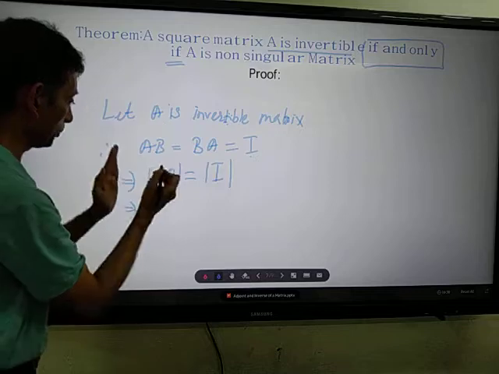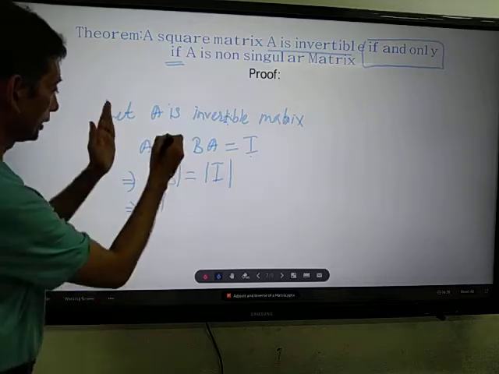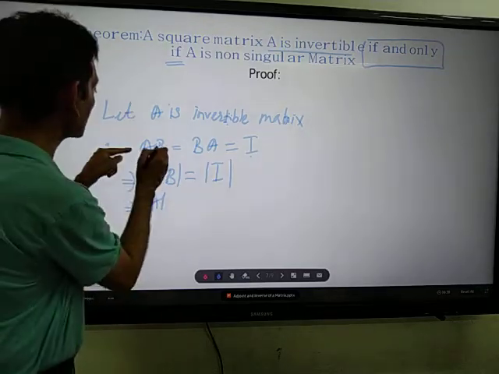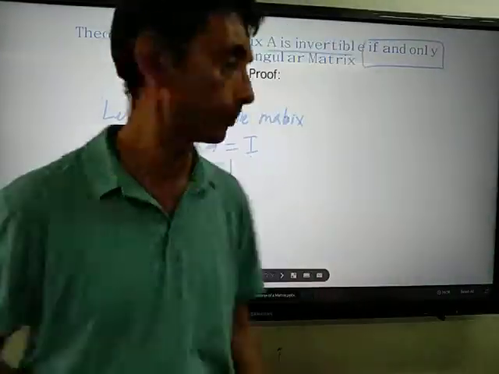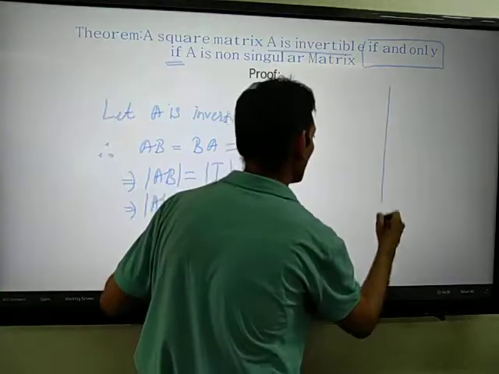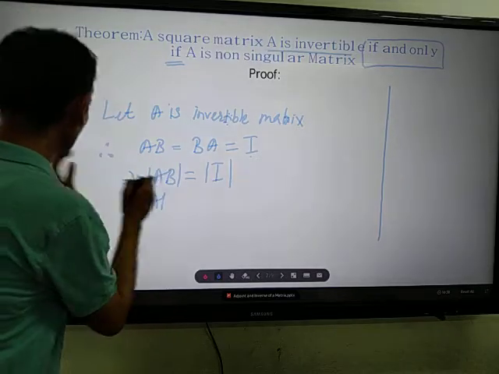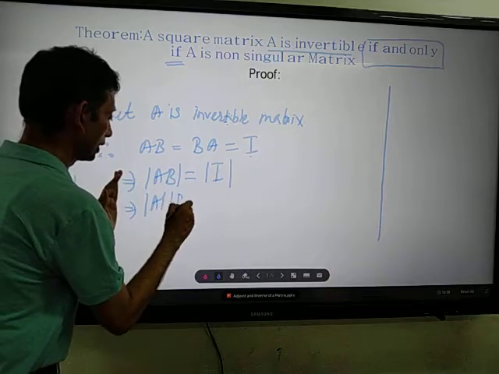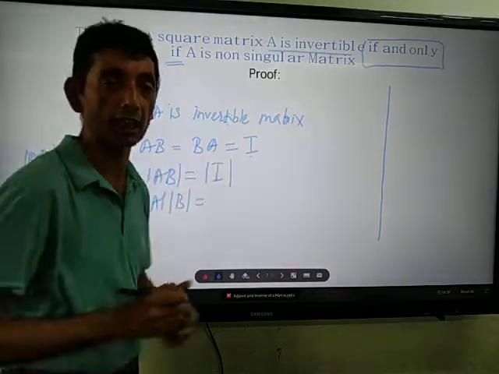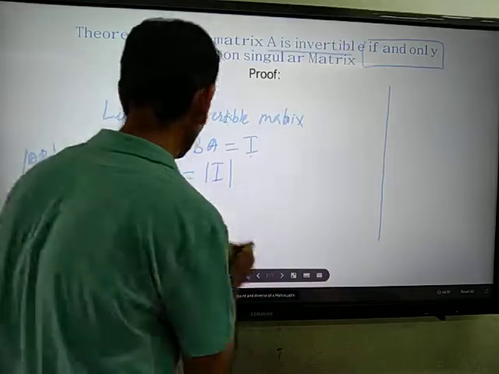Now for determinant AB, we are going to use a property. Here A is an invertible matrix and B is another matrix of the same order. So the order of both A and B is the same. Determinant AB is always equal to determinant A times determinant B. Remember this. And determinant I: I is an identity matrix, and the determinant of an identity matrix is always 1.